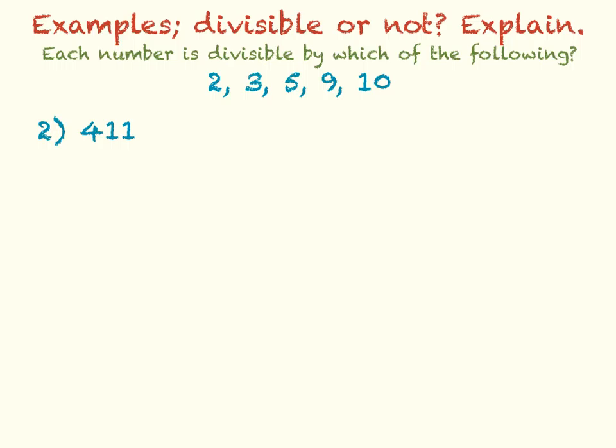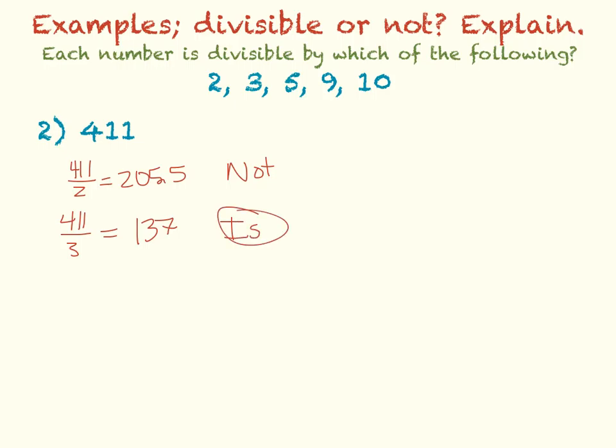Next example, we have 411, so we're going to go 411 divided by 2. We get 205.5, so it's not divisible by 2. 411 over 3, I get 137, so that means it is divisible by 3. And then 411 divided by 5, 411 divided by 9, 411 divided by 10. 411 divided by 5 is 82.2, so it's not divisible.